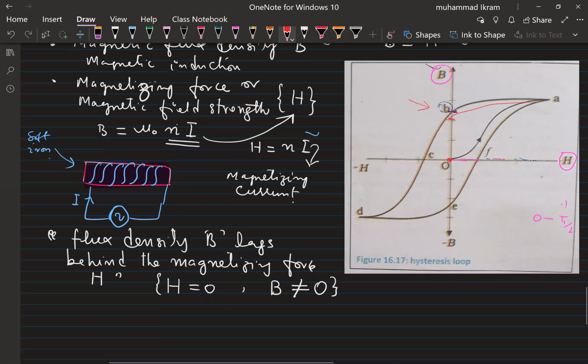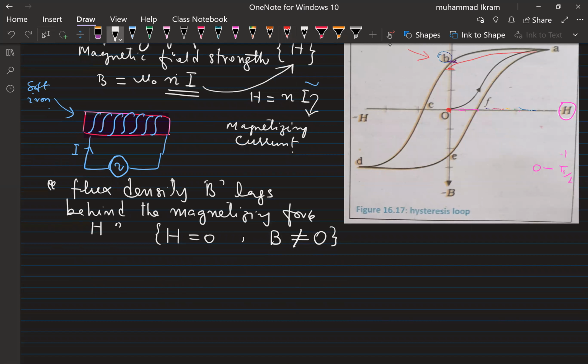Now, there is another important point which we call retentivity.